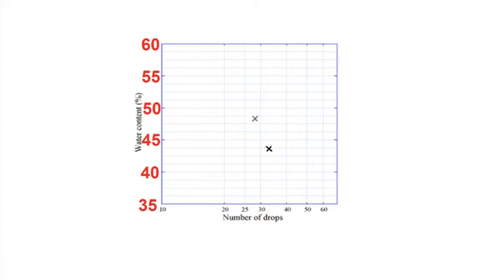Plot all your data points like this. Now find the line of best fit. The liquid limit is the moisture content corresponding to the point of 25 drops along this line.